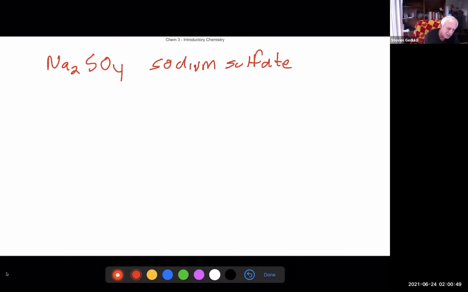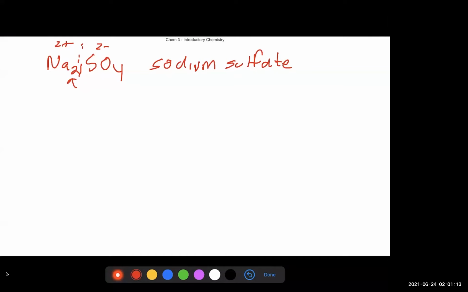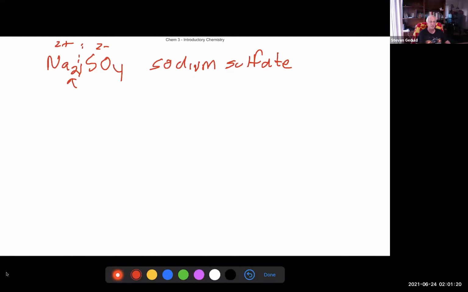Because that means this thing here has a 2- charge. That means sodium is +1, so I have to have 2 of those to balance it, to give it a +2 charge, because each sodium is +1. We use the charge to balance the number of ions, the number of elements that combine. So you're absolutely right. Sodium sulfate. That makes sense?